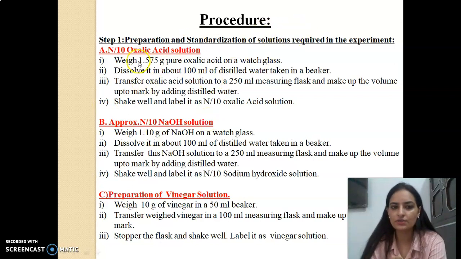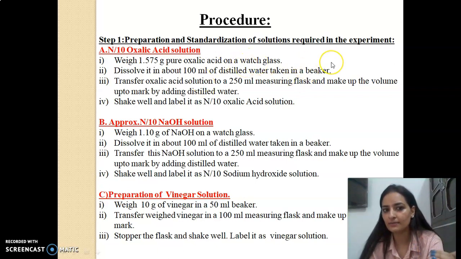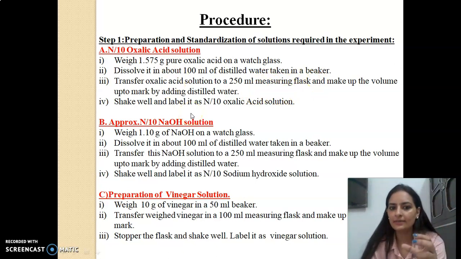The very first solution which you need is N/10 oxalic acid solution. Oxalic acid, as we all know, is one of the primary standards, so we know its exact normality as well as strength. To prepare the solution, you need to weigh 1.575 gram of oxalic acid on a watch glass. Dissolve it in 100 ml of distilled water taken in a beaker. After this, transfer this solution to the 250 ml measuring flask. Make the volume up to the mark by adding more distilled water. Shake it well. Label it as N/10 oxalic acid solution.